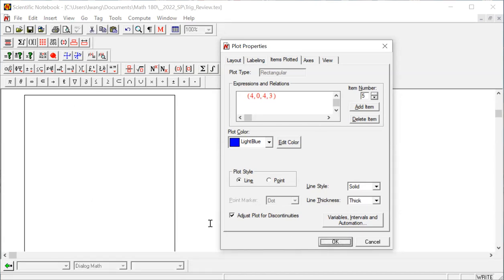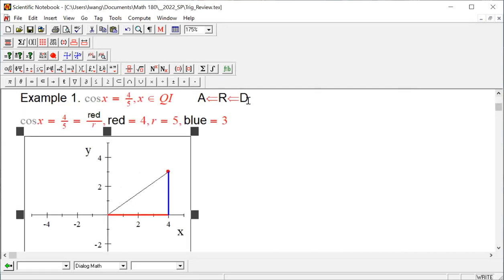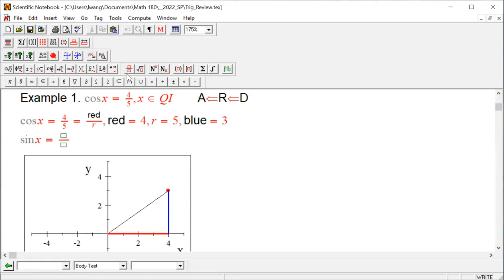There we go, red and blue. You see, this is how we know from the definition. We can get A, or we can also get the other information. In this case, we're getting from one definition to the other definition. So it's not exactly our D to A, but it's something we can use. So now we find out that sine x equals 3, which is the blue, over 5. You can see this is what we get by using ARD, 3 over 5.